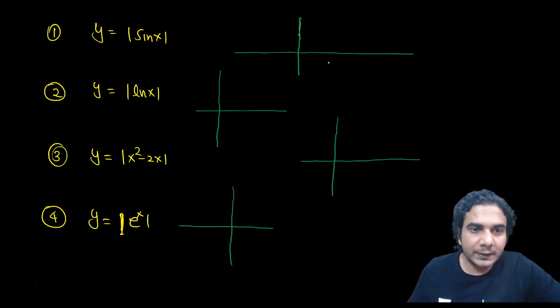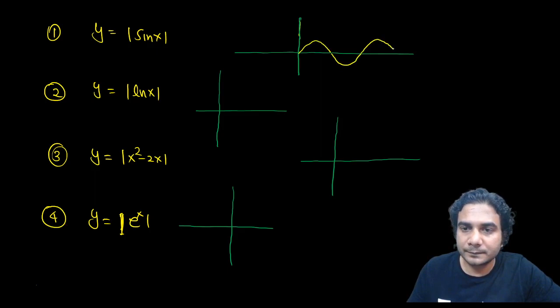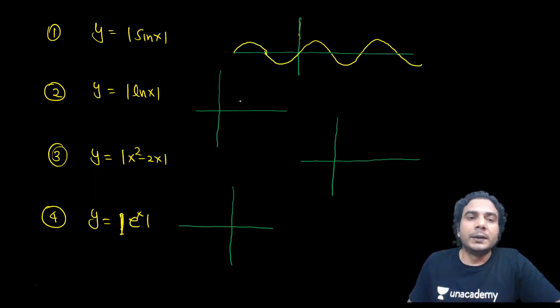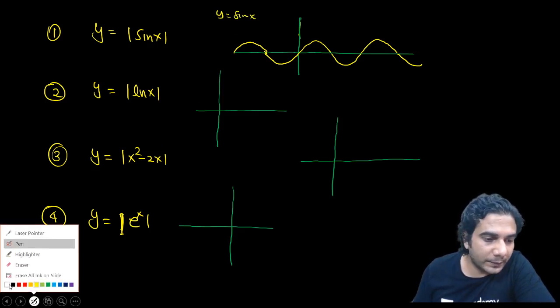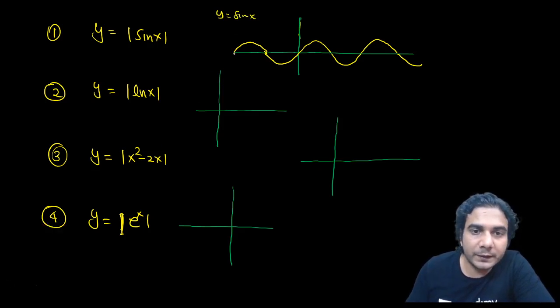See what happens. So this is sin x. All right. So what will happen when you put mod on sin x? This is the graph of y is equal to sin x. Now see, let's transform it. When you transform it, this portion will remain same. This portion will come up. This portion will remain same. This portion will come up.